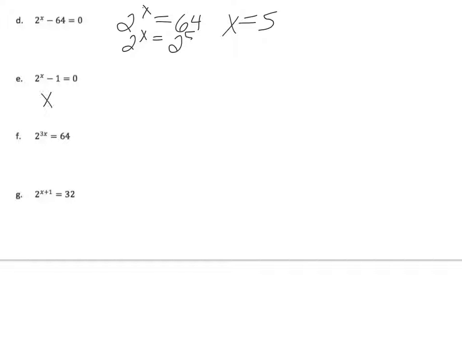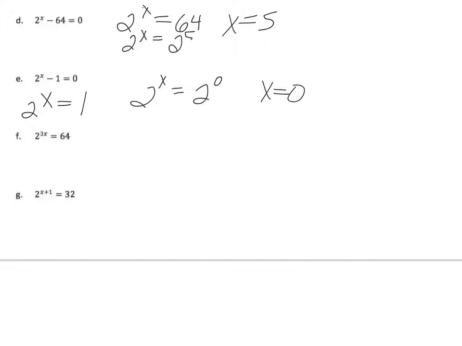Here, again, we're going to go 2 to the x equals 1, just move the 1 to the other side. And here you have to remember, anything raised to the 0 power equals 1. So x equals 0 in this case.